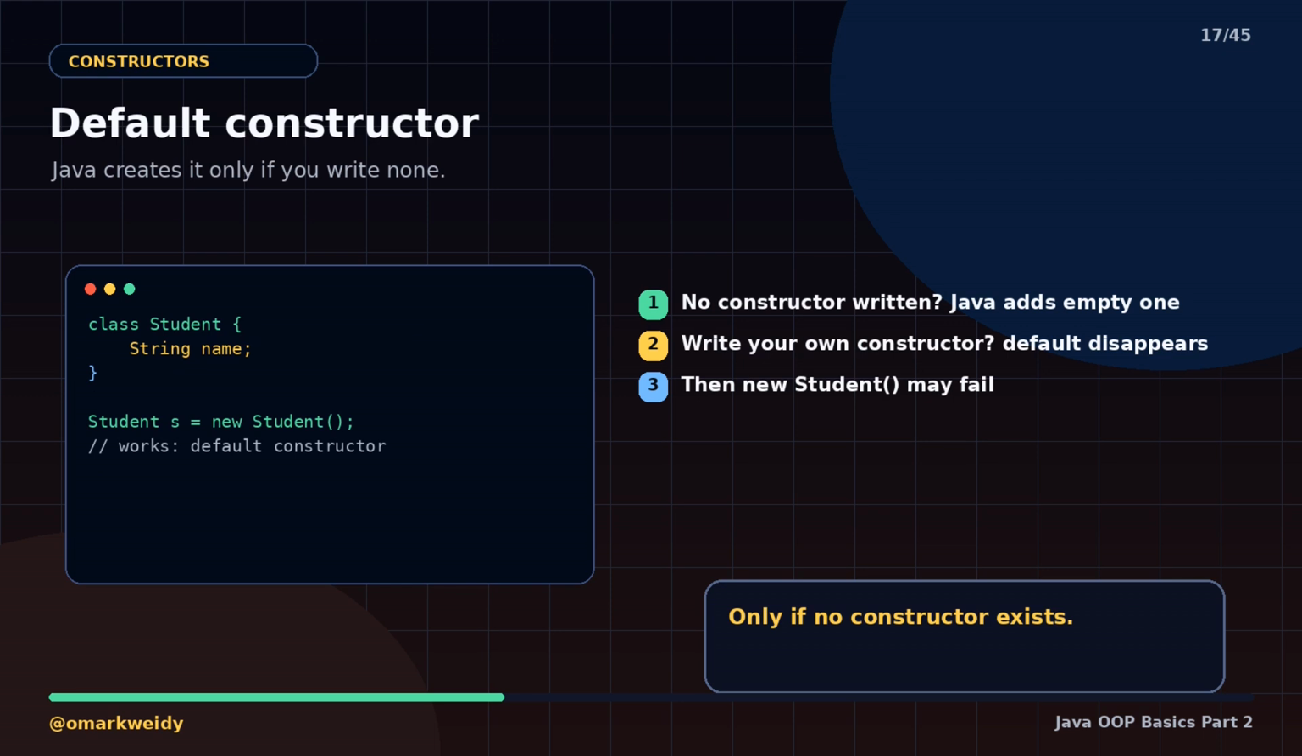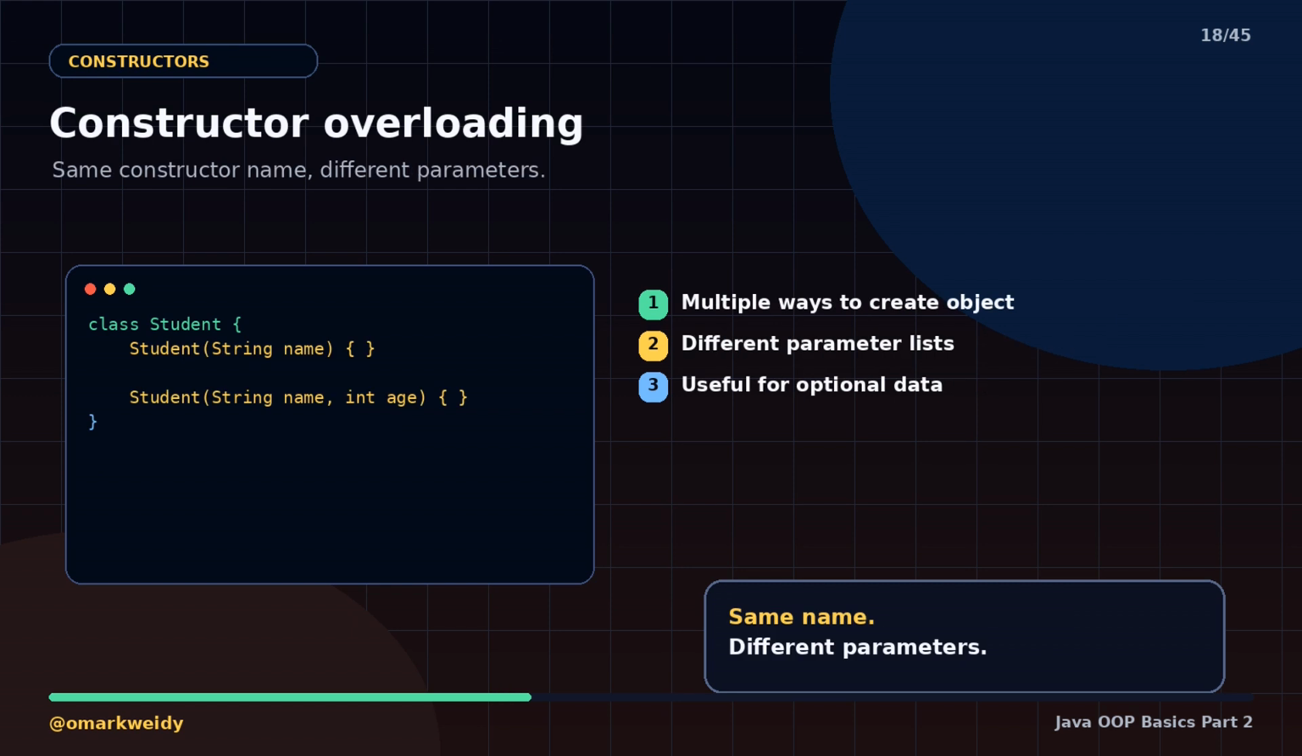If you write no constructor, Java gives you an empty default constructor. But once you write your own constructor, Java stops creating the default one. Constructors can be overloaded. That means same constructor name but different parameters. This gives you multiple ways to create the object.